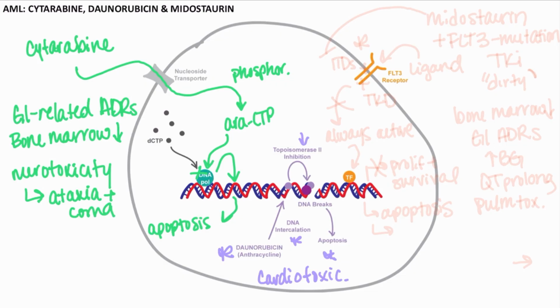So moving forward from our conventional cytotoxic chemo to our targeted agent being midostaurin, which is indicated for AML patients with an FLT3 mutation, in addition to the cytarabine and daunorubicin regimen we discussed before.